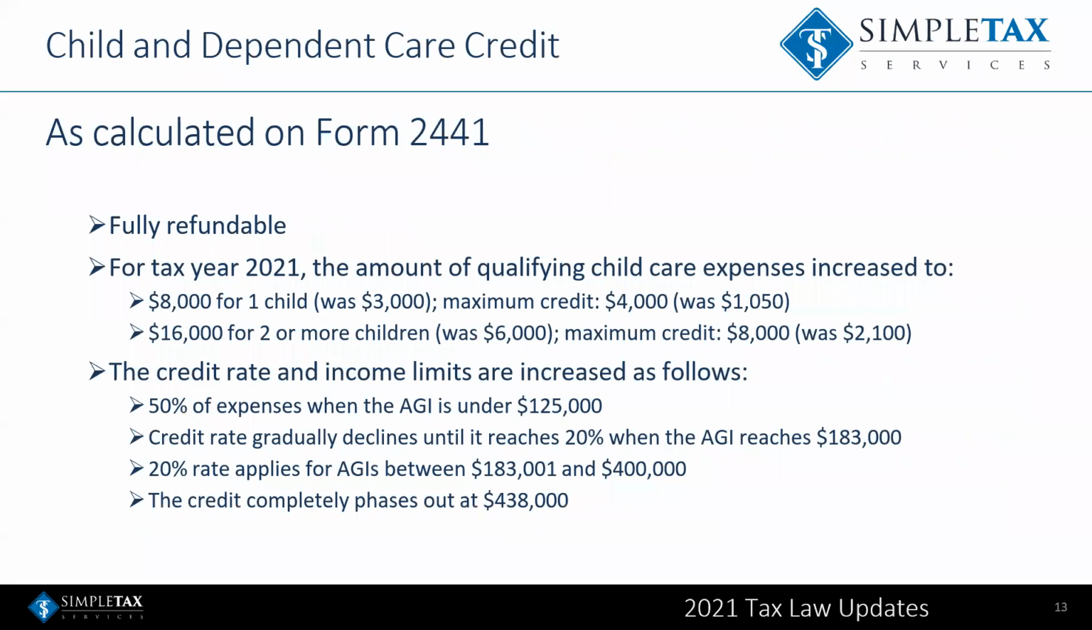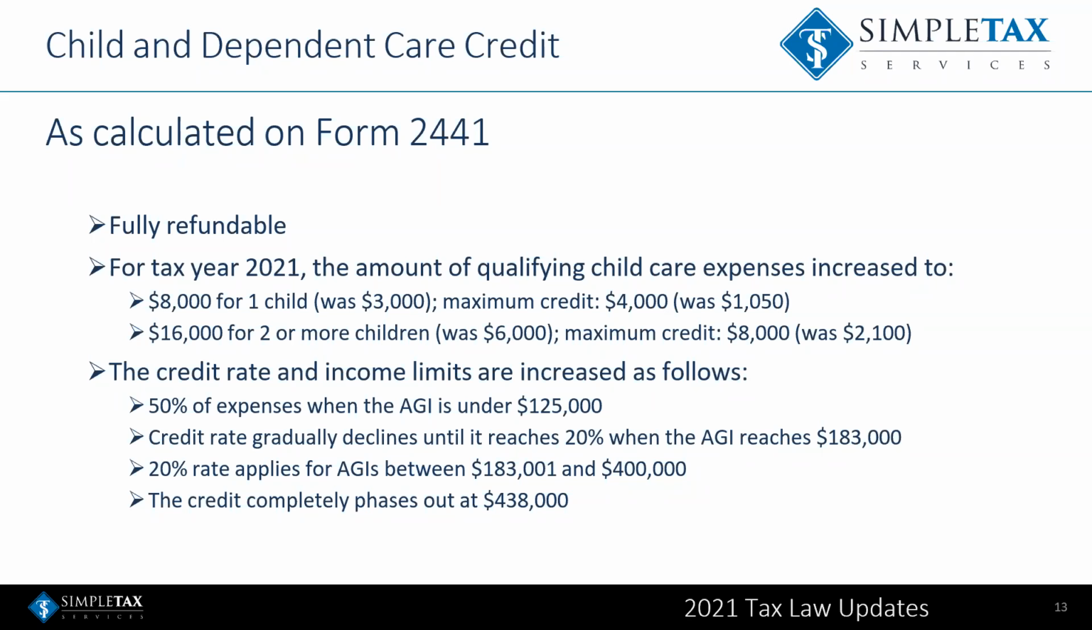So child and dependent care credit, and this is incredibly important to note, fully refundable for tax year 2021 only. At this point, there is no expectation that this credit will be fully refundable for tax year 2022. It's not out of the realm of possibility. It just hasn't even been discussed. So tax year 2021 only, the child and dependent care credit, which is calculated on Form 2441, is fully refundable.